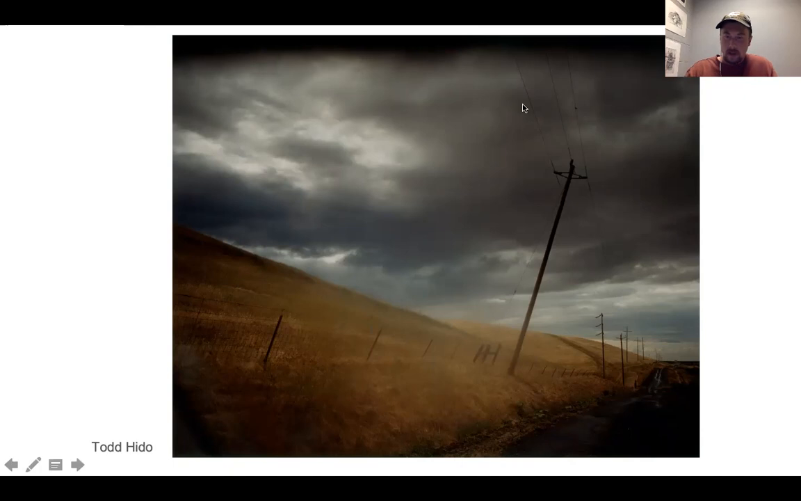So yeah, this almost painterly looking image of some power lines and a fence and the sky and the road, all of this leading towards the horizon that's back here, right?